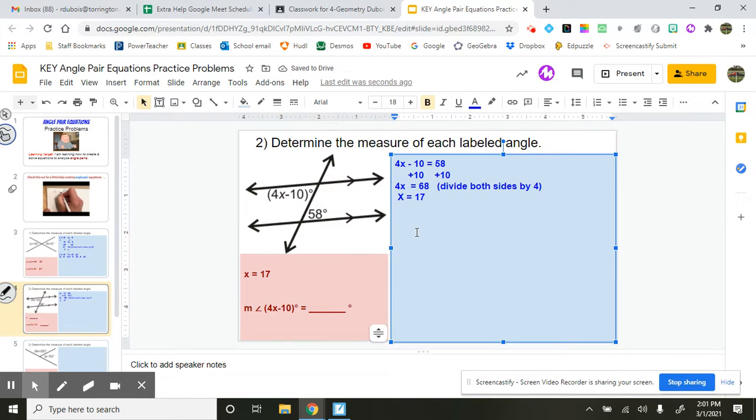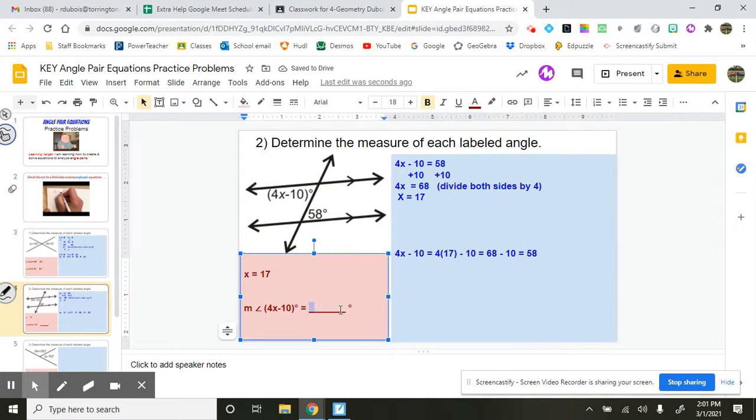And now that we know what x is, we can substitute it. 4x minus 10 becomes 4 times, it's no longer an unknown number, it's 4 times 17 minus 10. Well, 4 times 17 is 68 minus 10. So that means that angle on top is 58 degrees. And that should make sense because these alternate interior angles, we said at the beginning, were going to be congruent to each other. Their angle measures are equal. So if the one on the bottom right was 58 degrees, then the one on the top left has got to be 58 degrees.